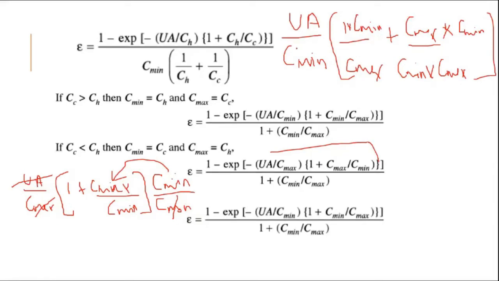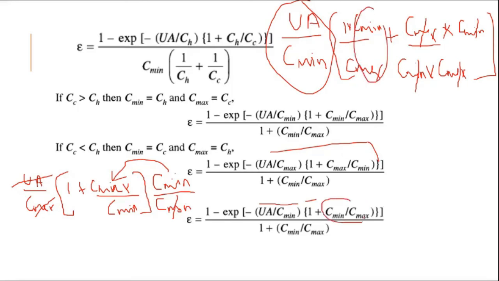Now see how the terms are going to change. Here we have UA by C min. This term is C min by C max. It remains as it is. For this term, we can cancel out C max and we can cancel out C min. And what are we left with over here? 1. So the term again becomes UA divided by C min multiplied by 1 plus C min by C max. The denominator remains as it is, 1 plus C min by C max.